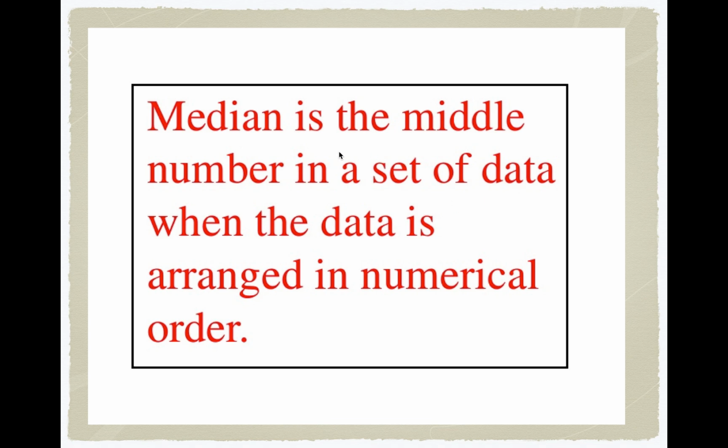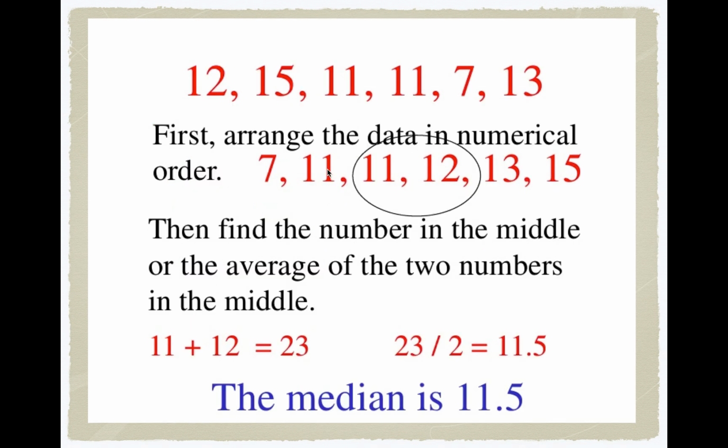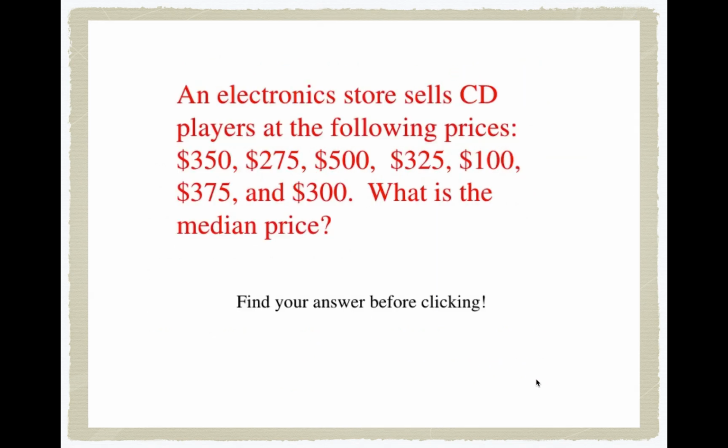Now, median is the middle number in a set of data when the data is arranged in numerical order. So for example, we have all these numbers. What we need to do first is arrange them from smallest to biggest. Then find the number in the middle, or the average of the two numbers. So in this case, we have 11 and 12. What we do is add them and divide it by 2. So we get 11.5. So the median is 11.5.